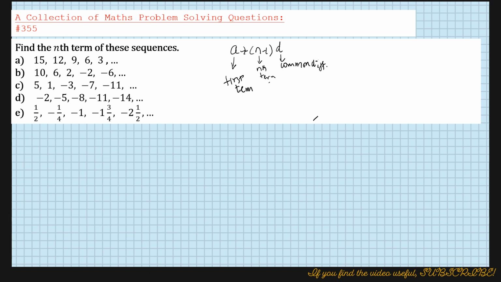So all we have to do here is write down the first term, that's a, and the common difference, the difference between the two terms. So that's what we will follow.